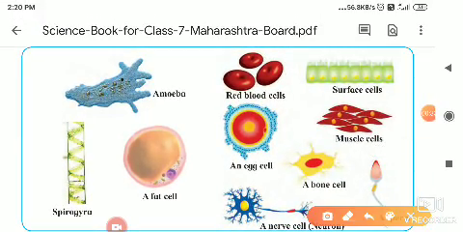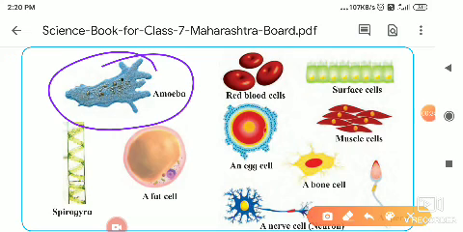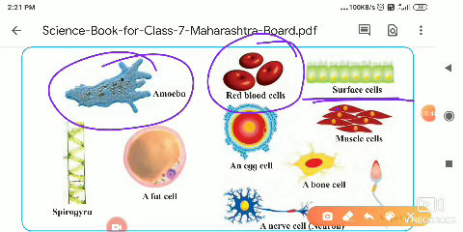Here, if you see, it is the amoeba. Its shape is irregular. It has no fixed shape; it can change its shape. Here RBCs are there, with round shapes. Surface cells means those on our skin surface, and you can see their structure here. Here are muscle cells. In our body, muscles are made up of these types of cells.